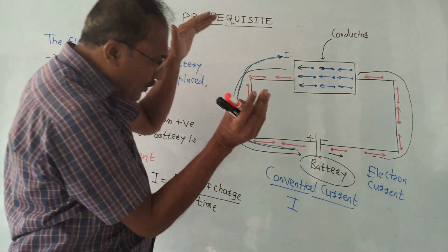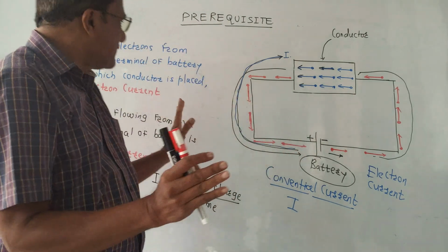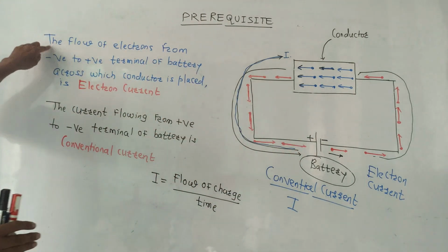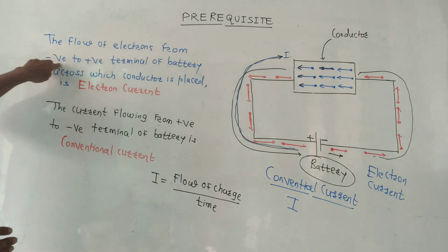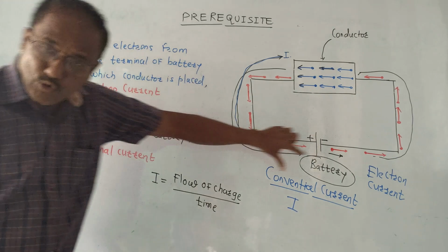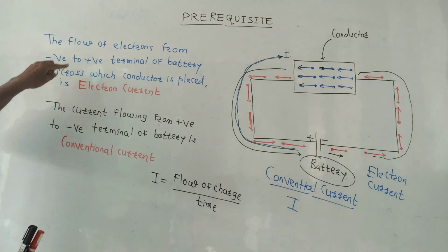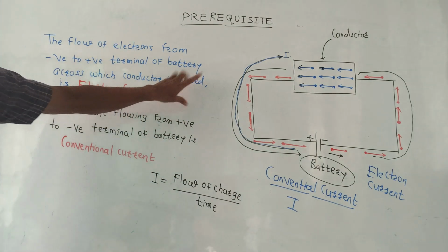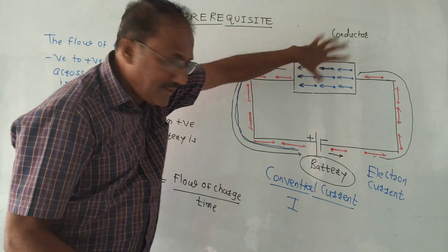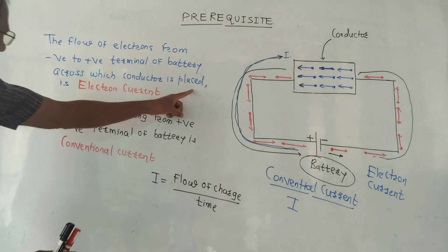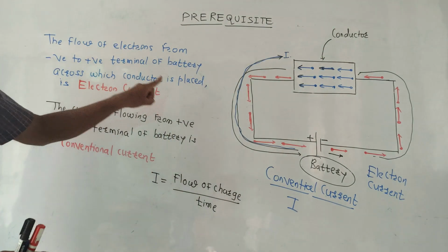So if you want to define electron current, make it simple. The flow of electrons from the negative to the positive terminal of the battery, across which the conductor is placed, is electron current.